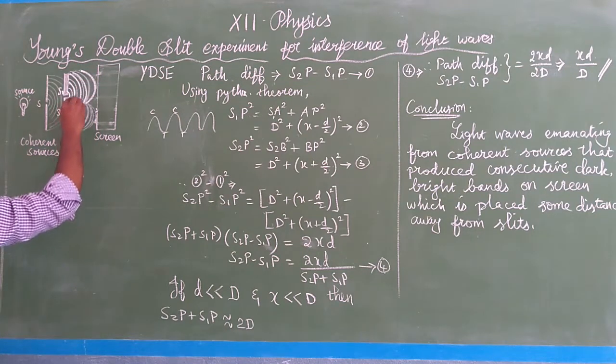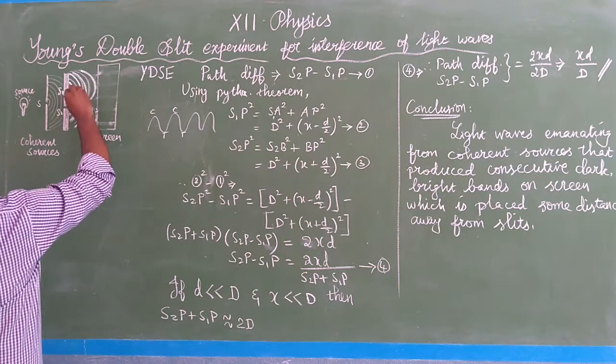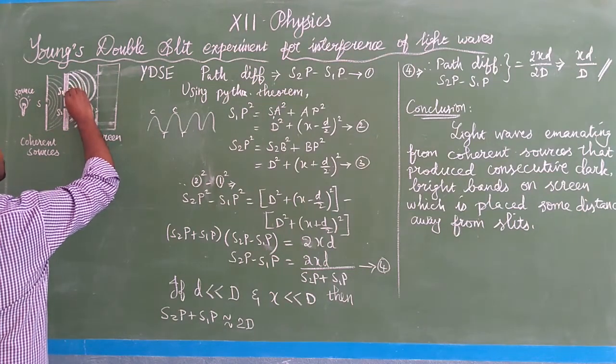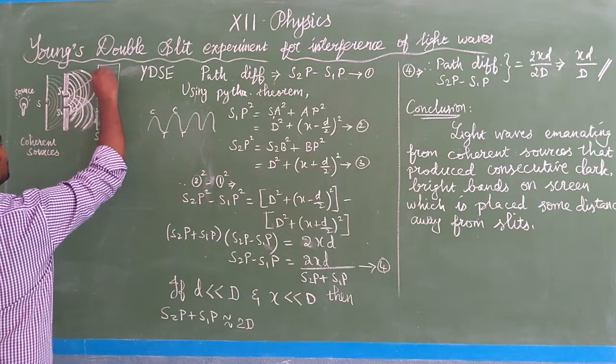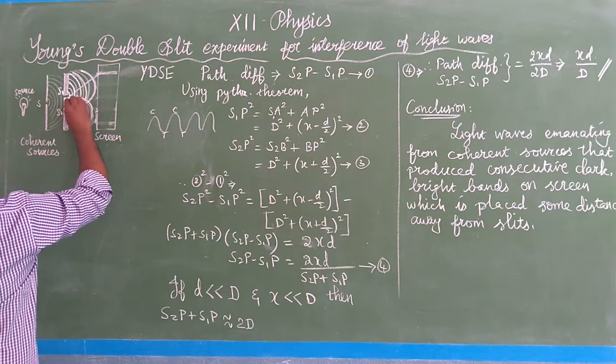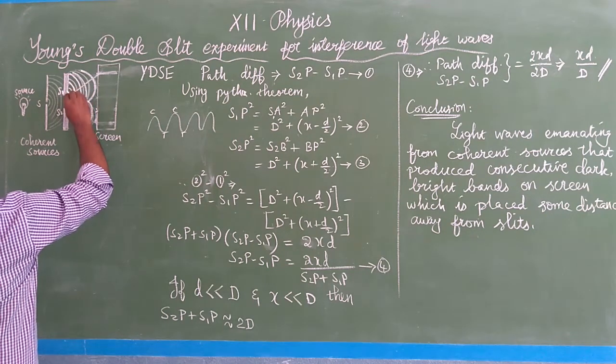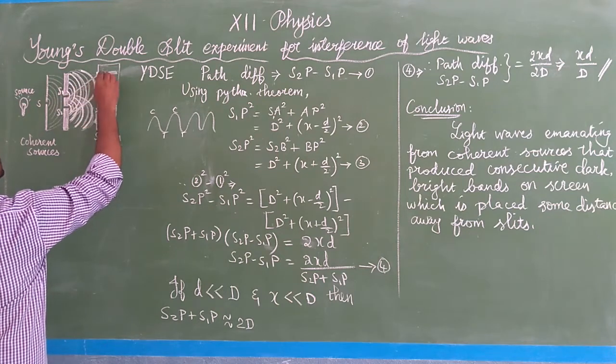These are all crest. So now crest to crest gives us a bright line. Crest and crest will give one bright line. Again, trough and trough, and where there is a crest and a trough, we will get a dark line. This is a dark line.